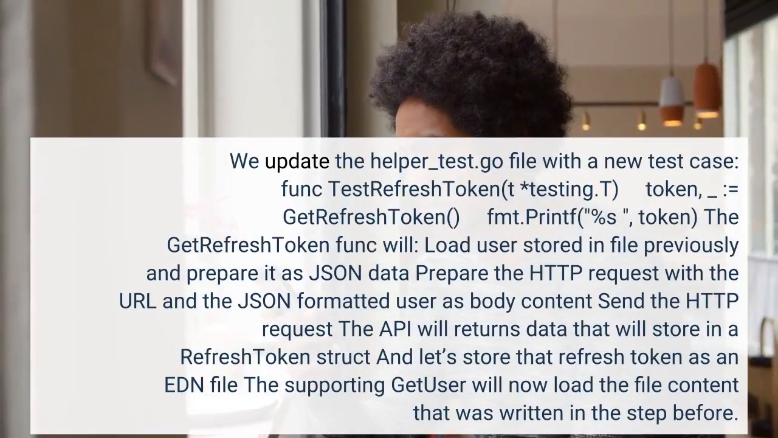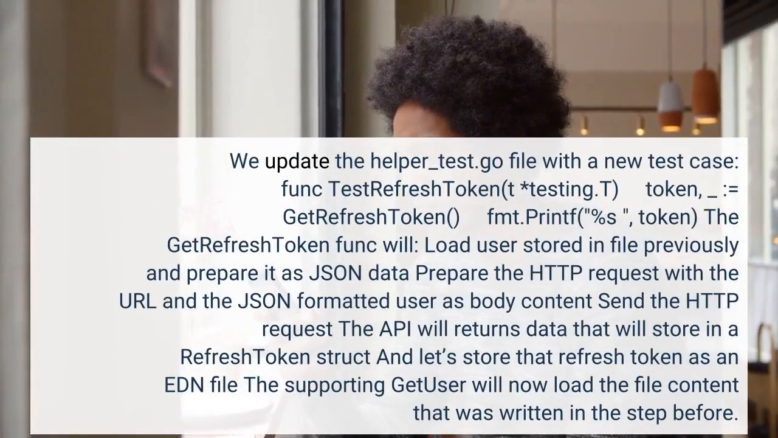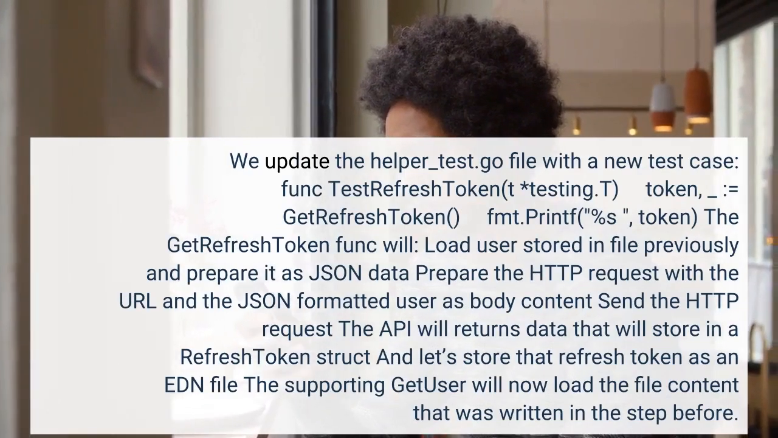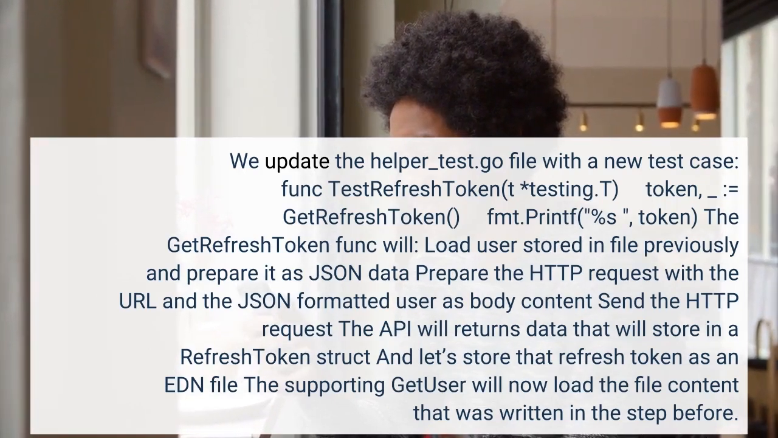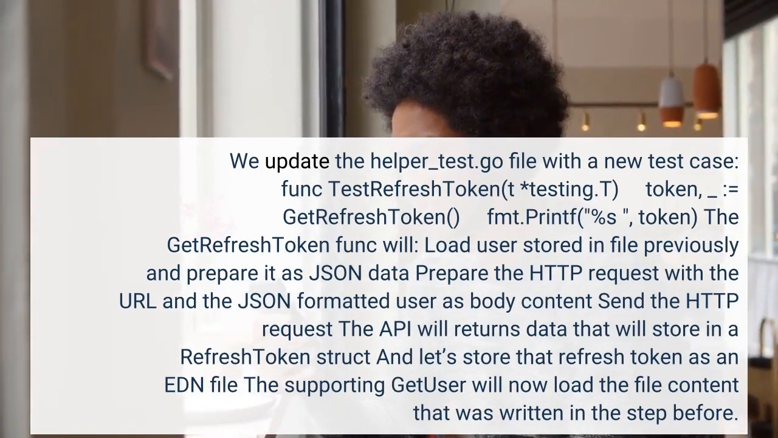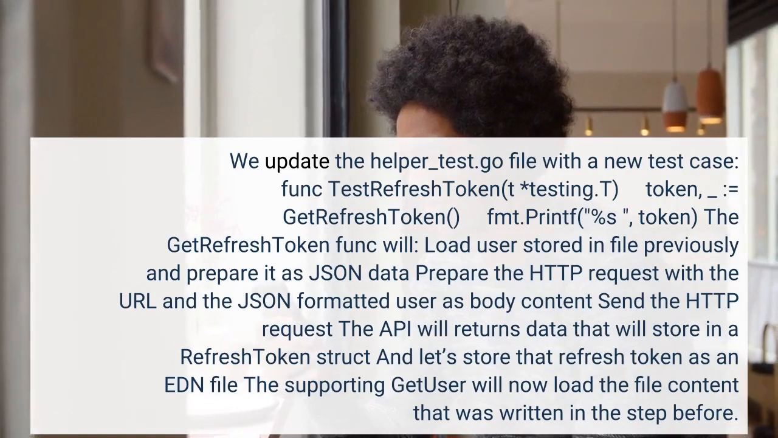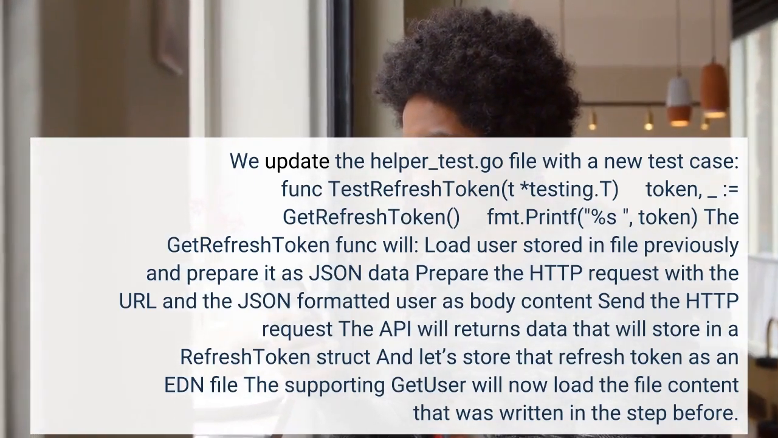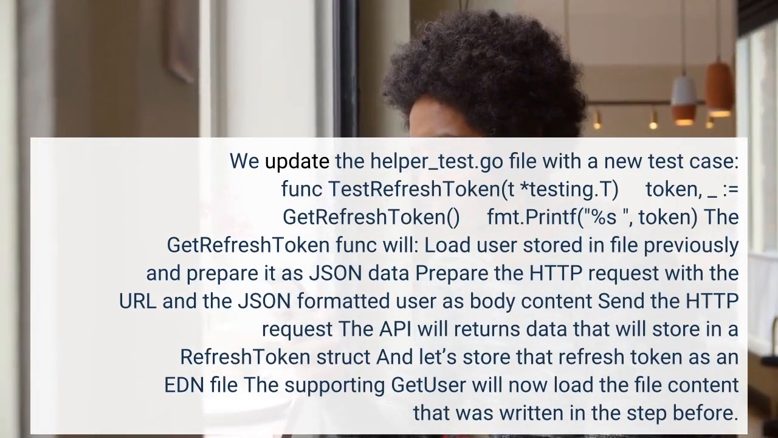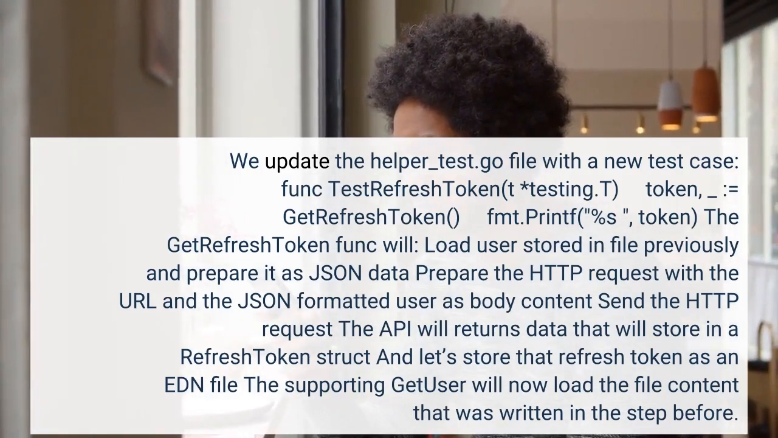We update the helper_test.go file with a new test case. func TestRefreshToken(t *testing.T) { token, _ := GetRefreshToken(); fmt.Printf("%s", token) }. The GetRefreshToken func will load the user stored in the file previously and prepare it as JSON data, prepare the HTTP request with the URL and the JSON.